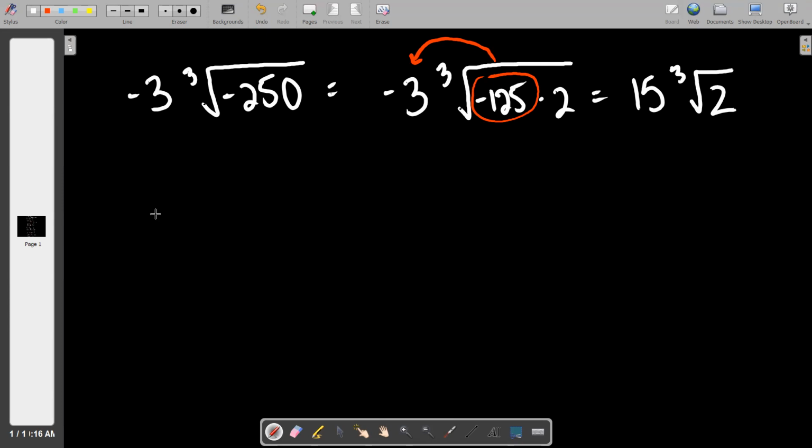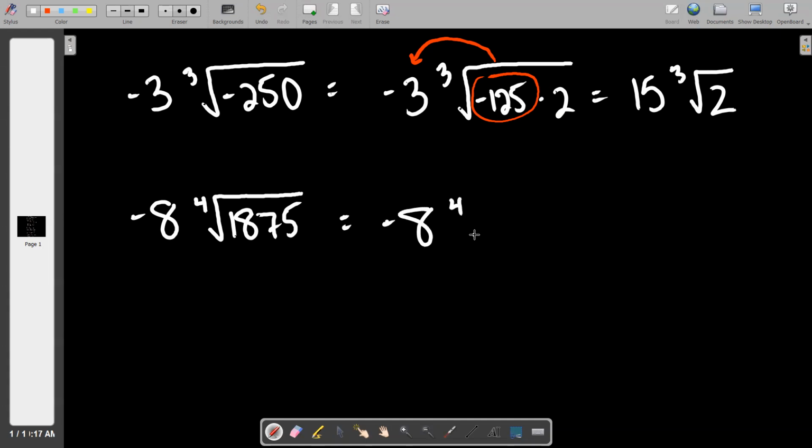Okay. Two more, and then it's off to work time, okay? -8 times the fourth root of 1,875. Seems kind of annoying and big, but actually there's a very limited pool of numbers from which to choose. So with your calculator, you start dividing it by only the numbers that you care about. Right, 16, 81, so on and so forth. And you found it? 625 times 3. Good. So we're going to write -8 times the fourth root of 625 times 3.